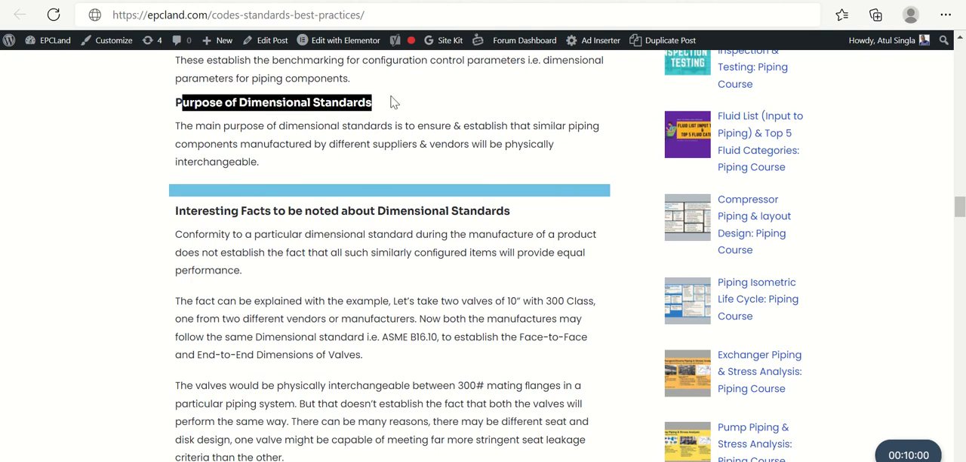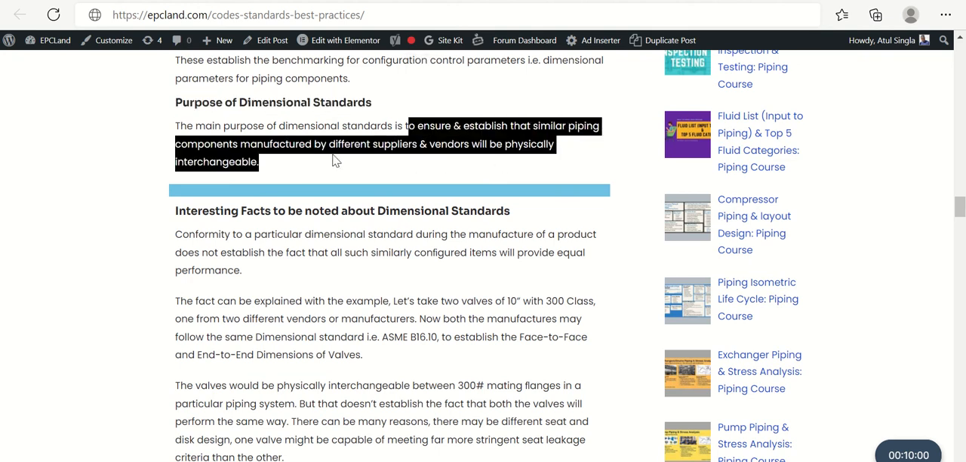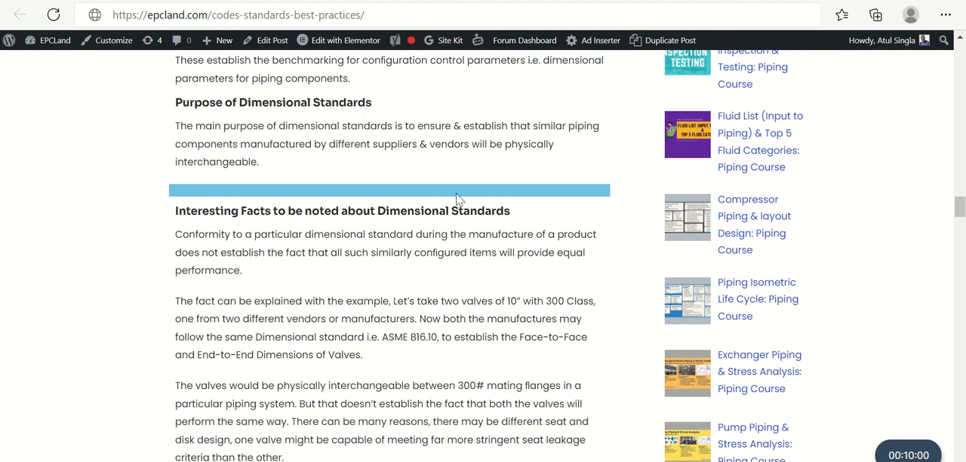Then the purpose of these dimensions, the main purpose is to ensure and establish that similar piping components are manufactured. Okay, so everybody knows if this standard is saying this much is the dimension, they have to manufacture that way, and in the same way the connecting or associated items will be designed. So it establishes the standard.